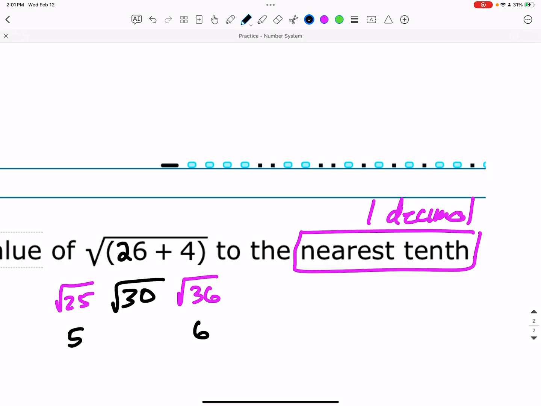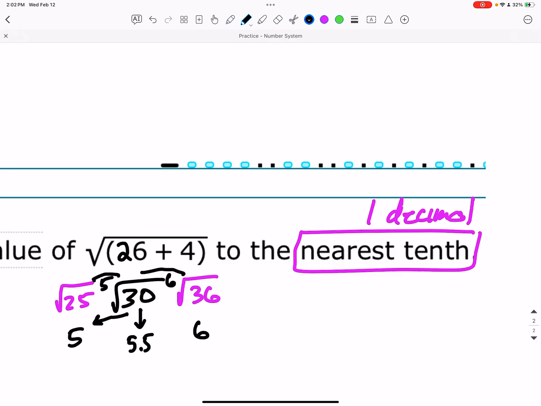Where is it, though? Let's see. It's 5 away from there. It's 6 away from... This is pretty much dead in the middle. If you in my class were to say 5.4, because it's a little bit closer to that side, I'd be okay with that. But this is as close to in the middle as we can come. So I would say 5.5.